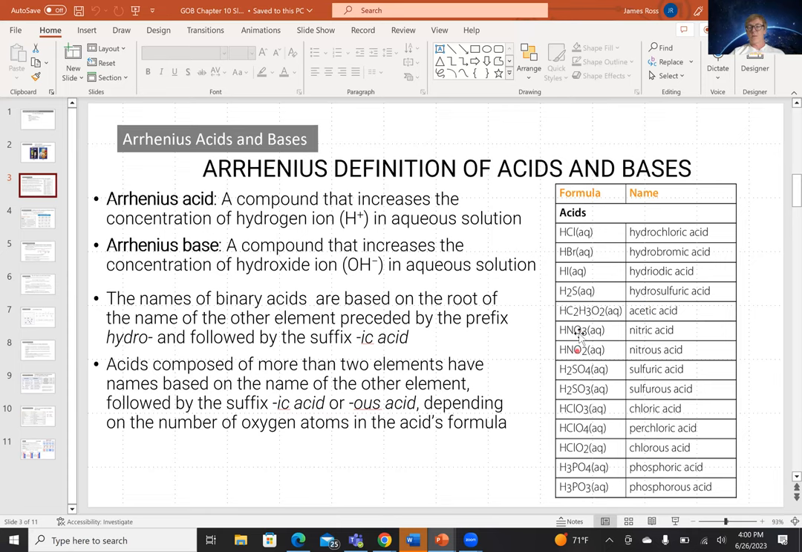Then we have other acids which have an oxygen in, and these are called oxyacids, and their names are different. They are named just after the anion. So for example, in nitric acid, the anion is nitrate, NO3 minus. We take the prefix of the word nitrate, nitr, and then we just end it with ic acid. Nitrite is nitrous acid. We've got sulfuric acid because of sulfate. Sulfite becomes sulfurous acid, etc. So in short, we can have binary acids and oxyacids.